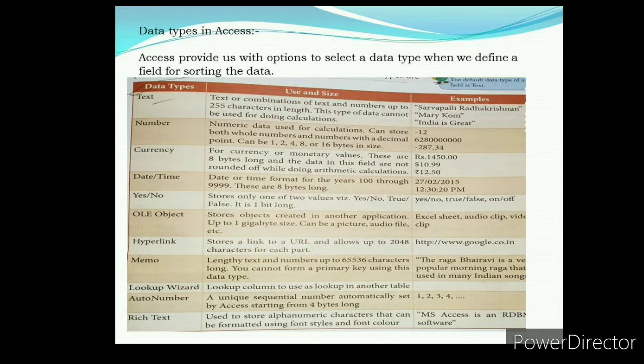Before we start with creating a database, let's have a look at data types in SS. SS provides us with options to select a data type when we define a field for storing the data. For example, first, text, that is used for text or a combination of text and numbers up to 255 characters in length. Number, that is numeric data used for calculation, can store both whole numbers and numbers with a decimal point. Currency, it can store currency or monetary values.